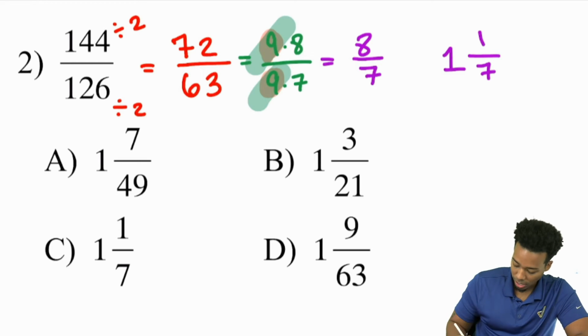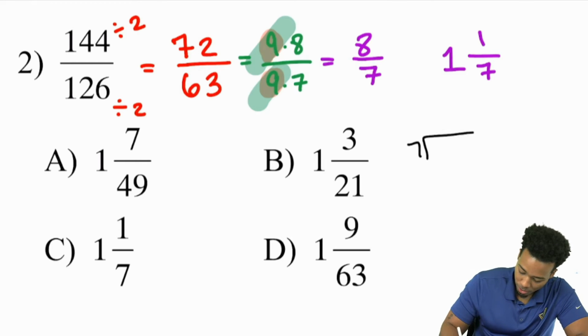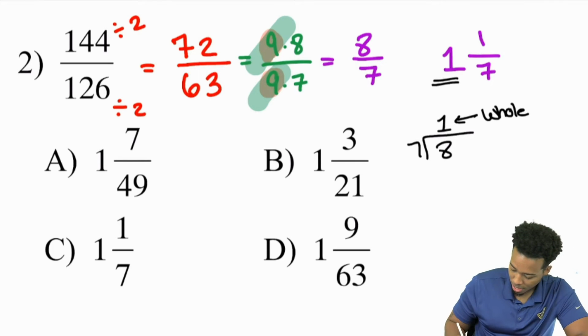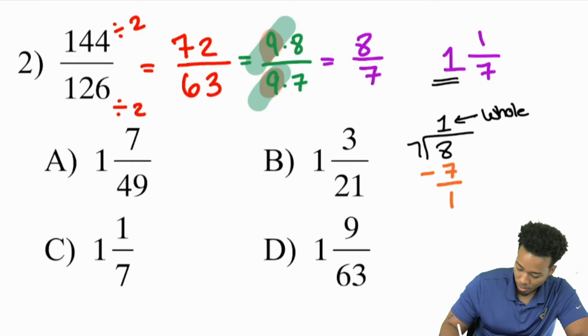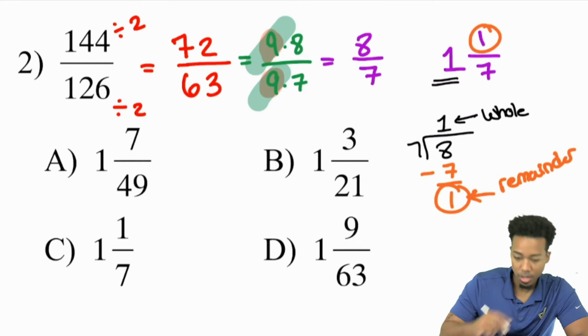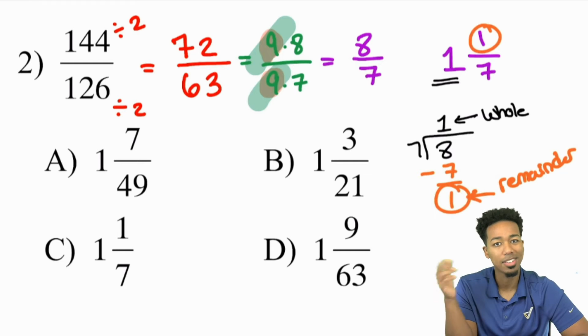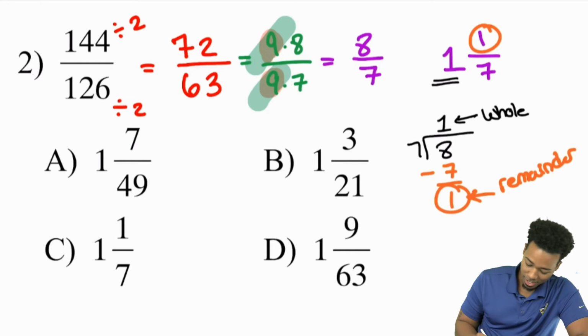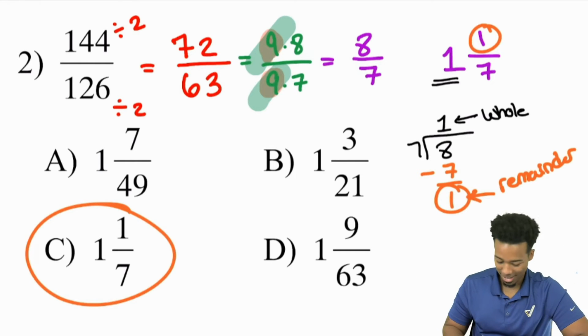Again, the other way you can look at it is like this. 7 goes into 8, 1 time, and that's your whole, right there. And then when you subtract the 7, you have 1 left over. That is your remainder. That's what's remaining in your numerator. And you keep that denominator the same. And so there it is, 1 and 1/7. Let's keep moving forward here.